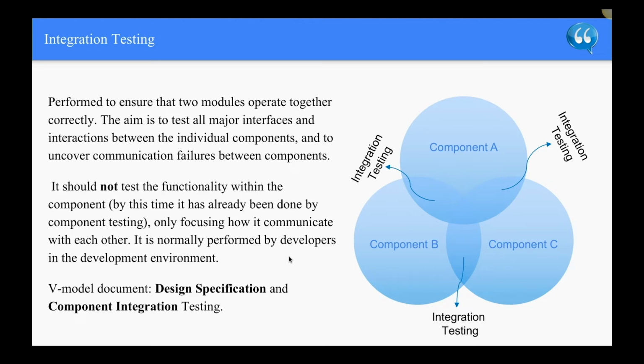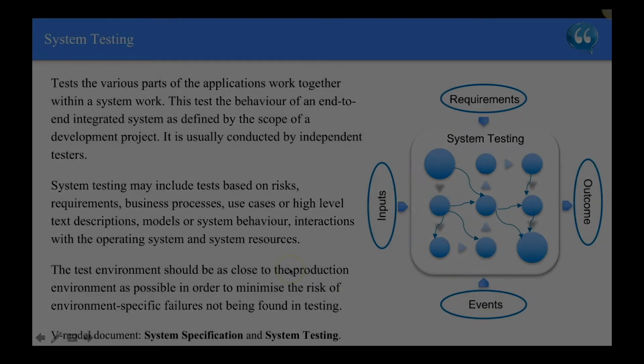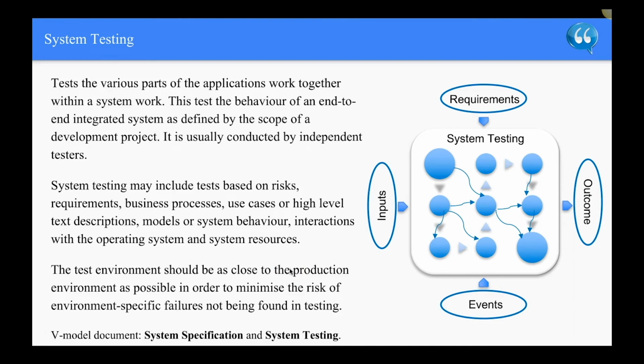If you look back at the V-model document, the design specification and component integration test show which level it is. Right after the component integration testing comes system testing. As you can see in this example, system testing is the joining together of the units and the components, and after the components integrate with each other, then we test the system.